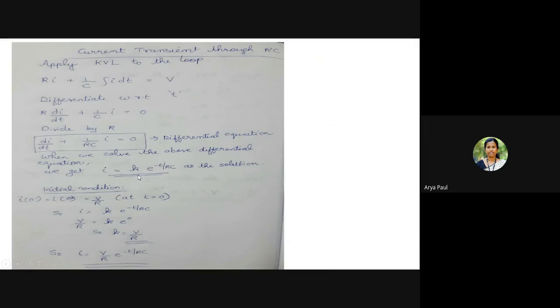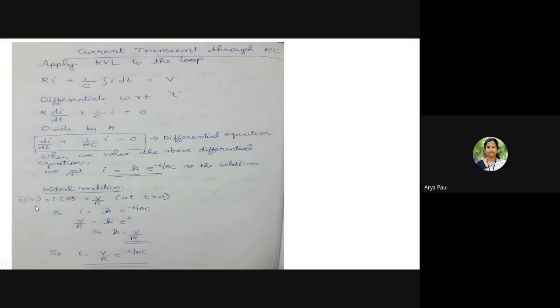Now, if you want to find out this K value, in order to solve this equation and find the correct solution, we need to find this constant K value. In order to find the K value, you need to put in the initial condition.